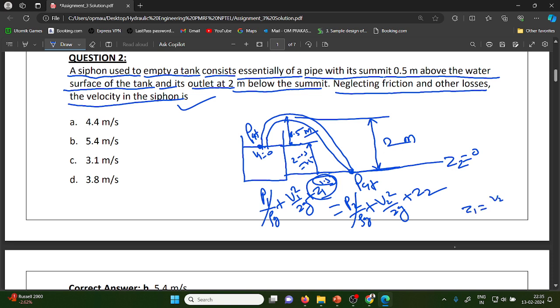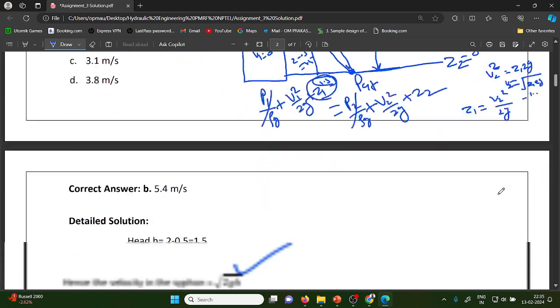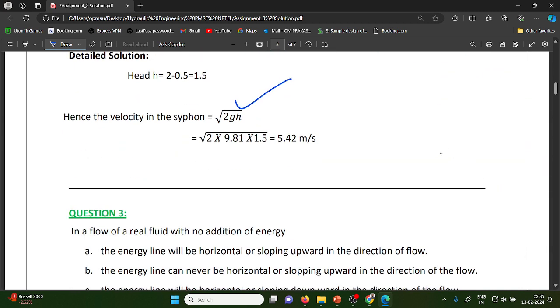is equal to V2 square by 2g. Z2 is already 0. So V2 square by how much? Z1 equals V2 square by 2g, so V2 is root of 2g Z1. Z1 is 1.5. So we will calculate, and V2 is the velocity of what? This is your point 2, it is the velocity in the pipe. So if you calculate root 2gh, here h is equal to nothing but Z1. So this is based on that.